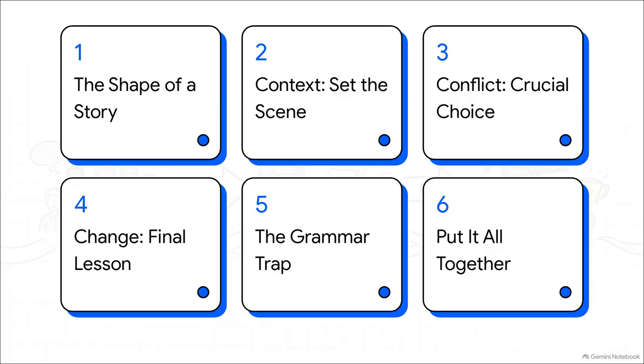First, the shape of a story. Second, context. Third, conflict. Fourth, change. Fifth, the grammar trap. And finally, number 6, putting it all together.